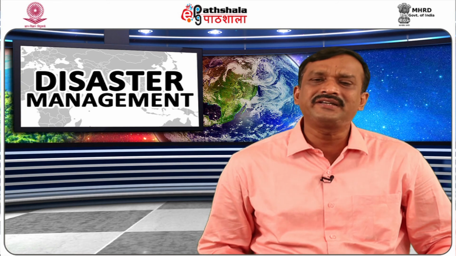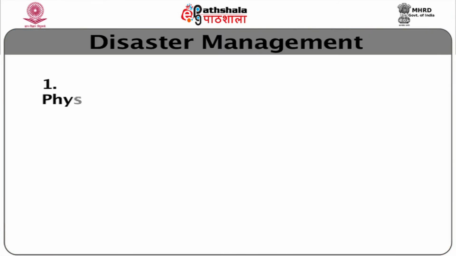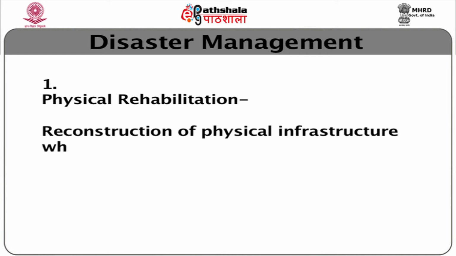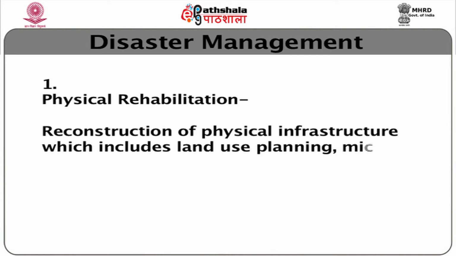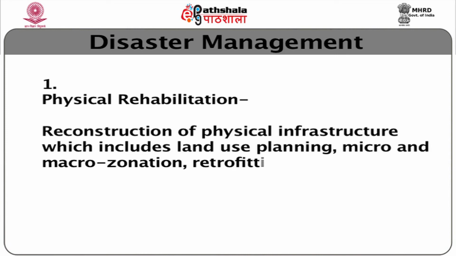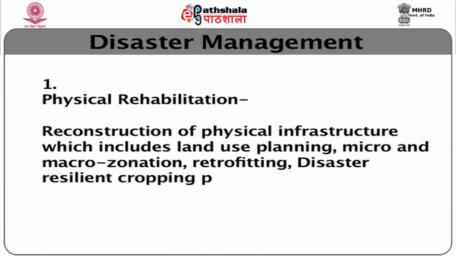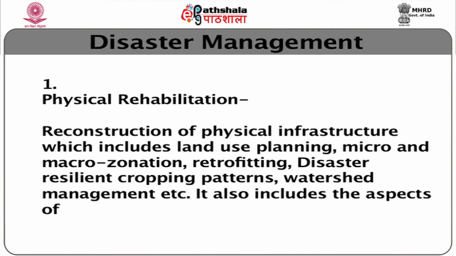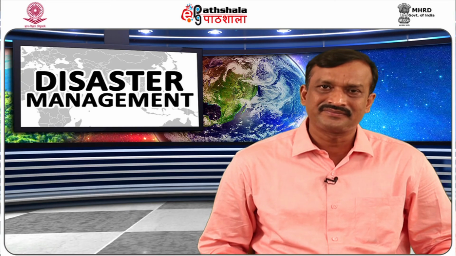Rehabilitation can be classified into 4 categories. Physical rehabilitation, that is reconstruction of physical infrastructure, which includes land use planning, micro and macro zonation, retrofitting, disaster resilient cropping pattern, watershed management, etc. It also includes the aspects of relocation.